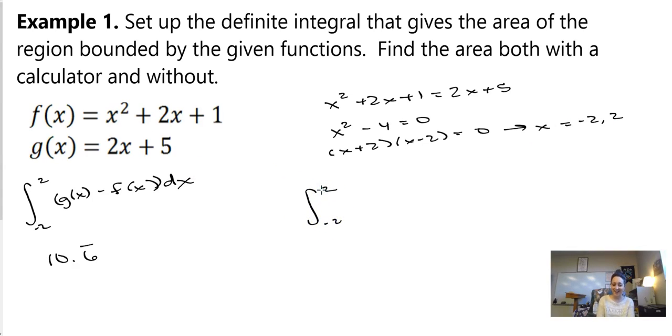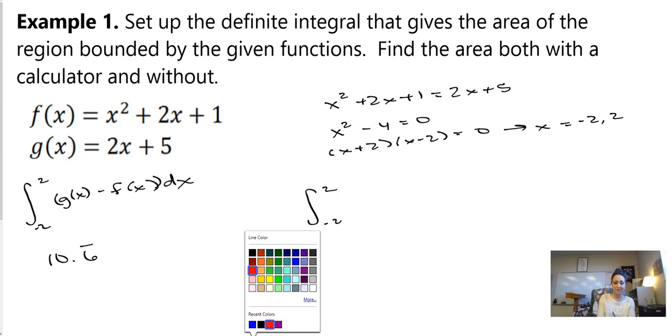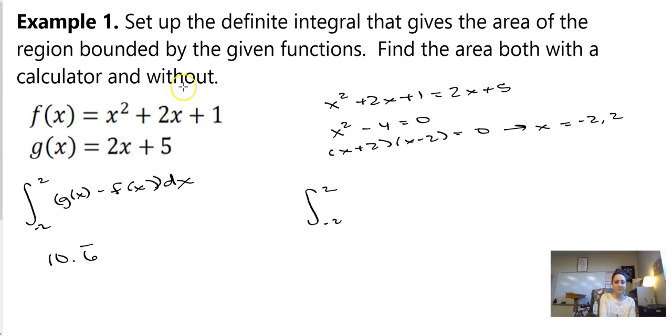Now, without a graph, how do I know which one's top and which one's bottom? We'll pick any x value in this domain, any number between -2 and 2. So I'm going to pick like 0. Find f of 0 and g of 0 for me. Well, f of 0 is 1, g of 0 is 5, and 5 is bigger than 1, right? So g must be the top function, all right?